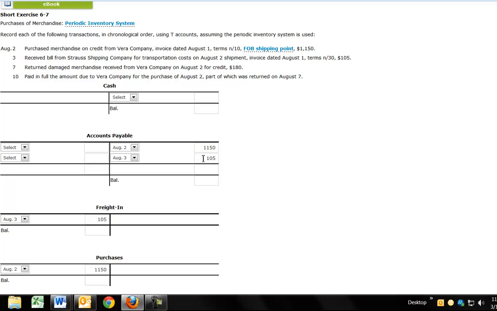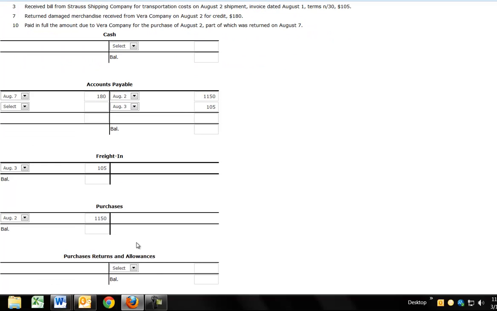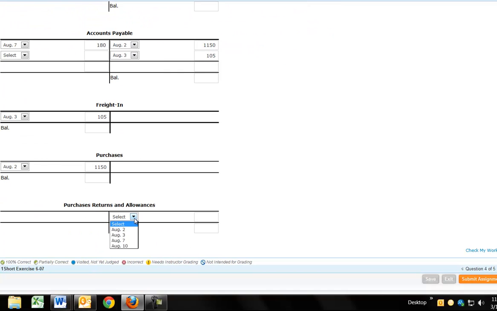Then on August 7th, we returned damaged merchandise that was received from Vera Company on August 2nd for credit of $180. So we're going to record the return as of August 7th. When we record the return, we no longer have to pay for that, so we get to debit or decrease our accounts payable account for $180. Now we do not do anything directly to our purchases account, but we will use our contra purchases account, purchases returns and allowances, and record the $180 there.